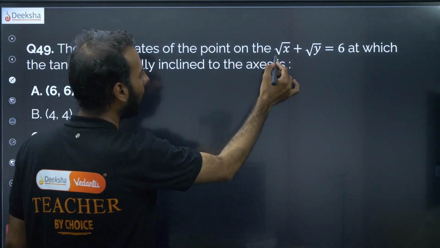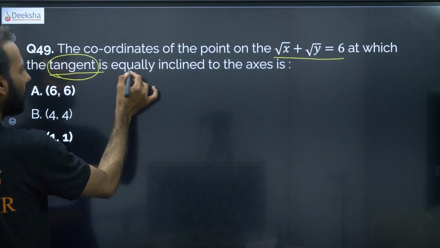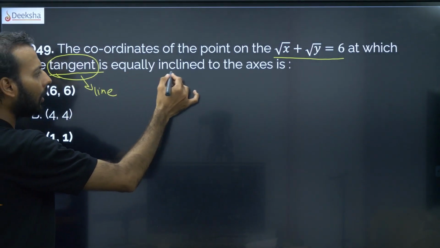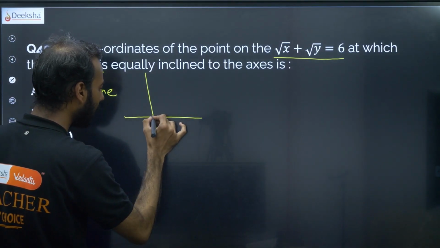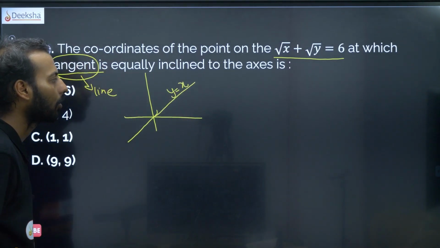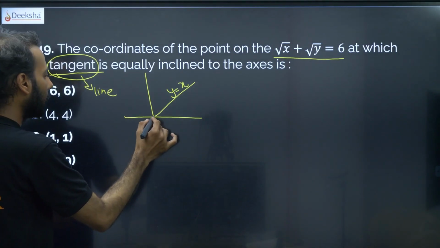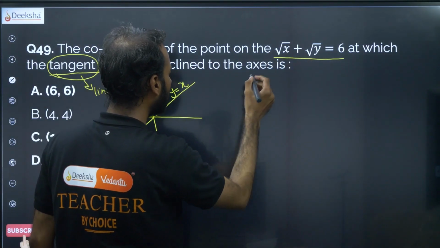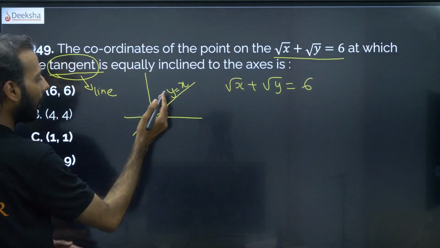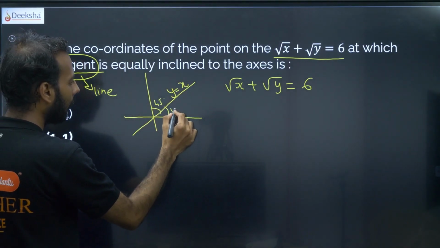The coordinates of the point on some equation they have given, at which the tangent is equally inclined to the axes. Tangent is one line only. Equally inclined to the axes means y is equal to x. If you have studied straight lines very well, you will be able to understand y is equal to x, that is, 45 degrees.